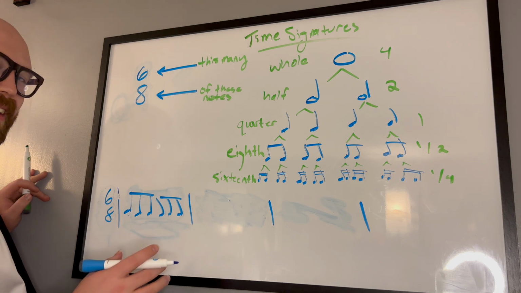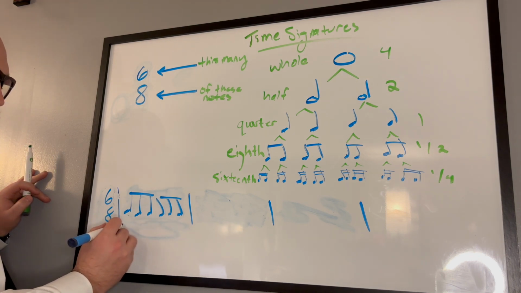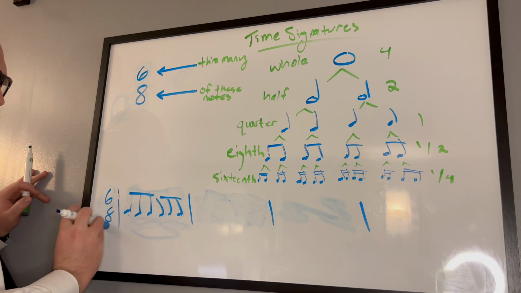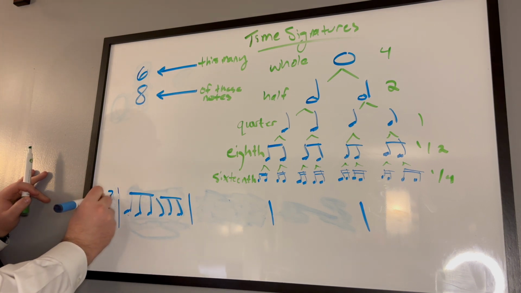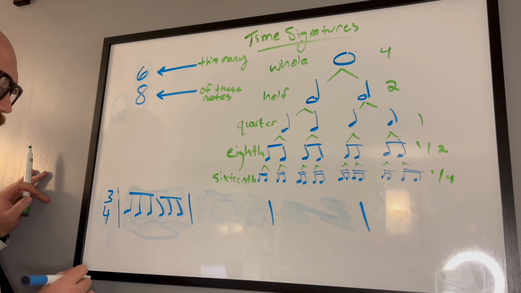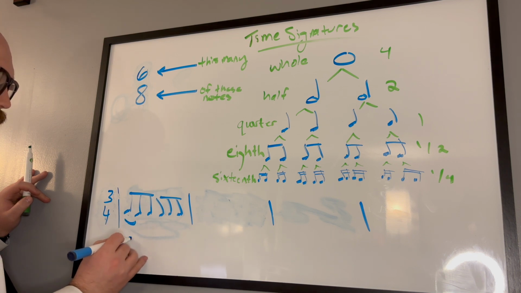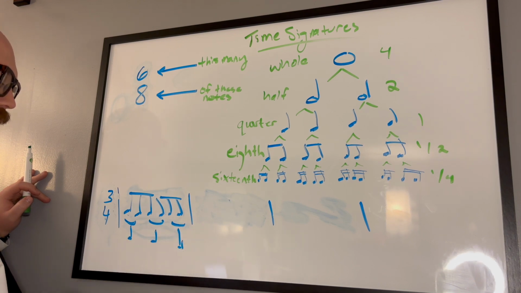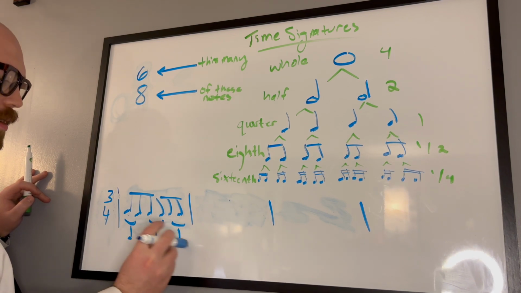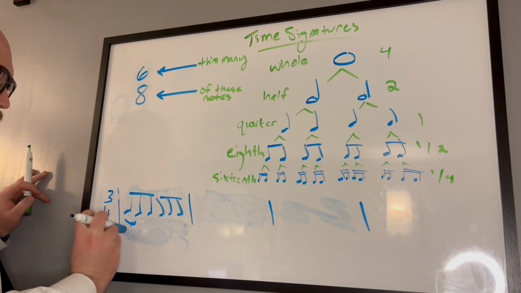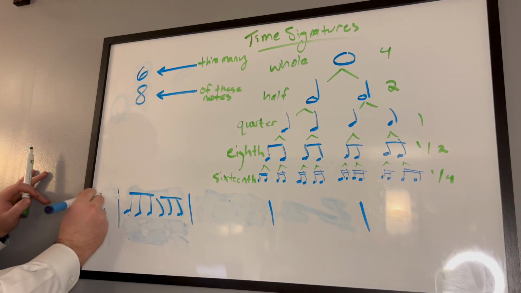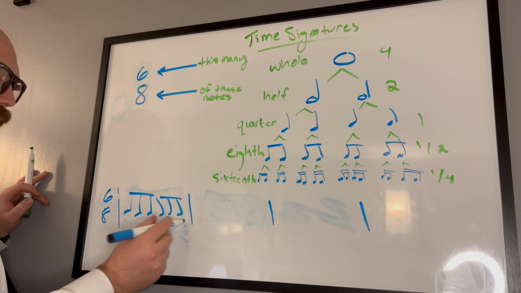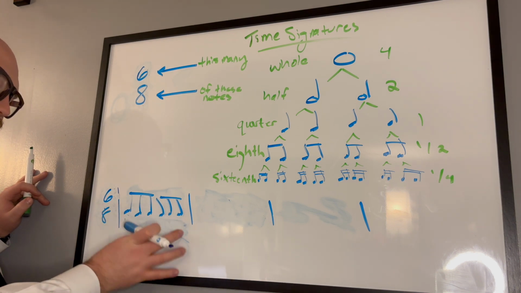Now I know what you're thinking. John, 8th notes. Isn't that the same as 3/4? Right? Here's a quarter note. Here's a quarter note. And here's a quarter note. Right? 3 quarter notes. But you got to remember, 8th note gets the beat. 1, 2, 3, 4, 5, 6. Right? We're not counting to 3, we're counting to 6.